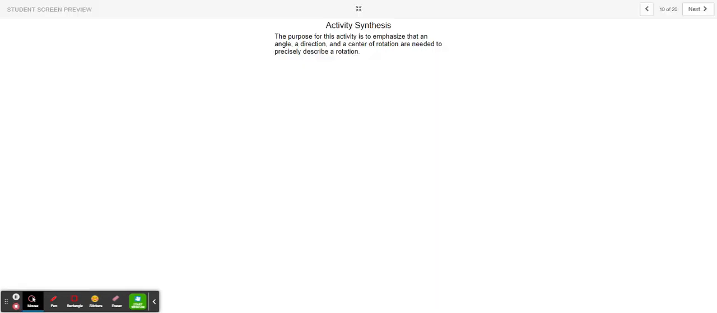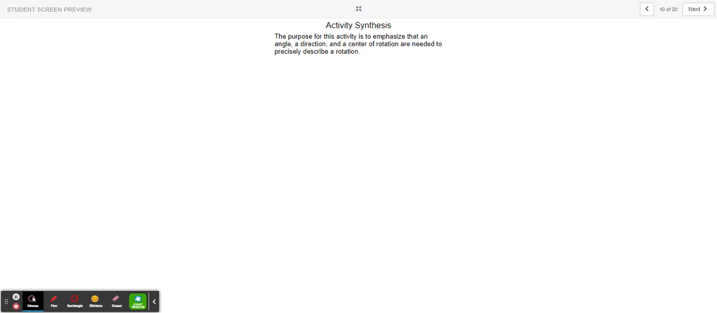Okay, so now that you've finished up to slide 9, the purpose of this activity is to emphasize that an angle, a direction, and a center of rotation are needed to precisely describe a rotation. So you'll notice in that first slide, they didn't give us that information. They only told us where some of the points translate to. We weren't told what the angle and the number of degrees were, or even where the angle was. We weren't told whether it was clockwise or counterclockwise. We weren't given the center of rotation.